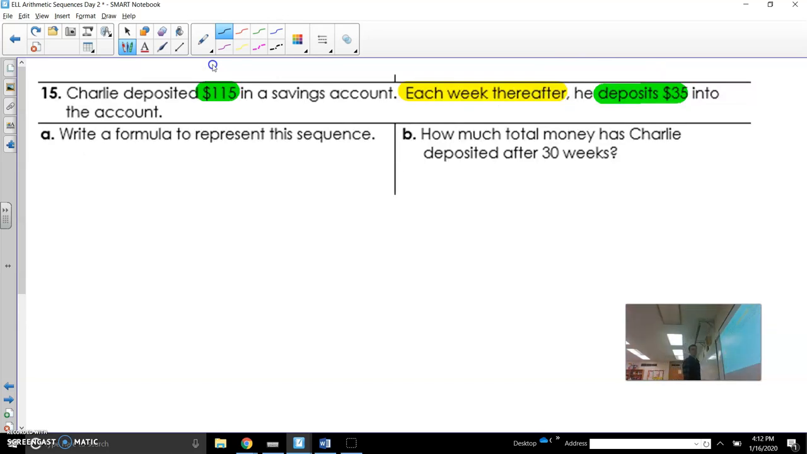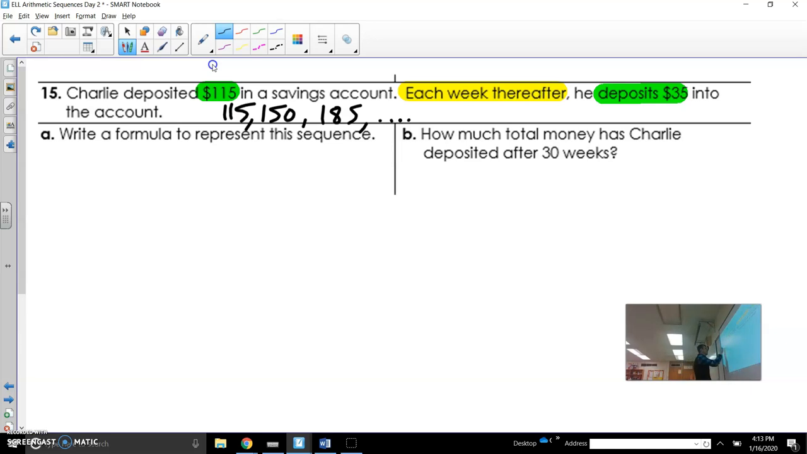Write a formula to represent this sequence. Charlie just deposited 115 in his savings account, and then he deposits 35 into the account every week. So it sounds like it's increasing. So it sounds like the first number was 115. If you add 35 to that, you get 150. If you add 35 to that, you get 185, and that process just continues.